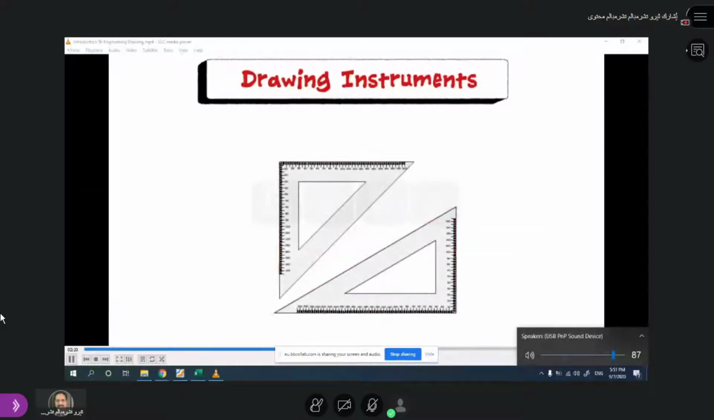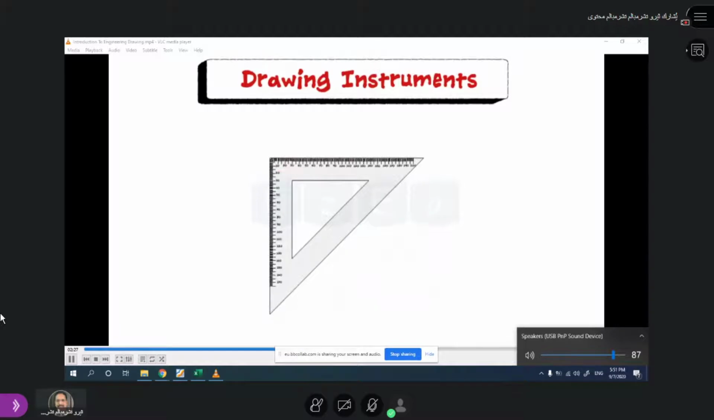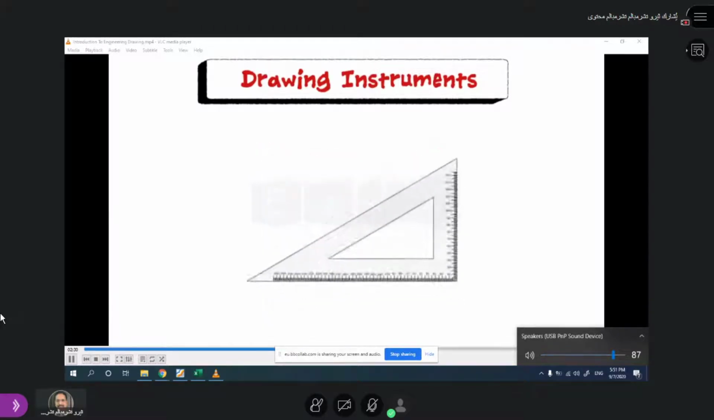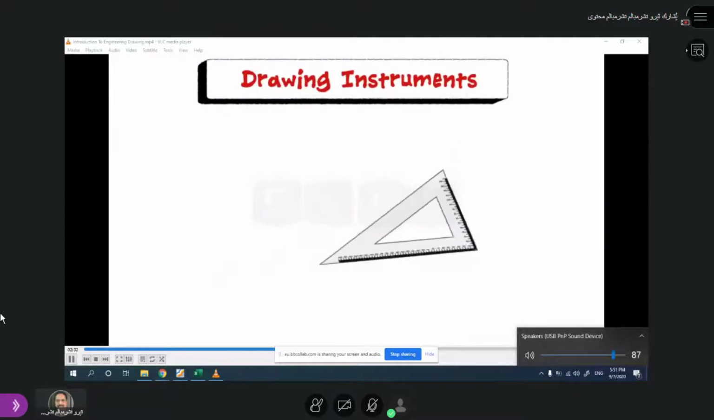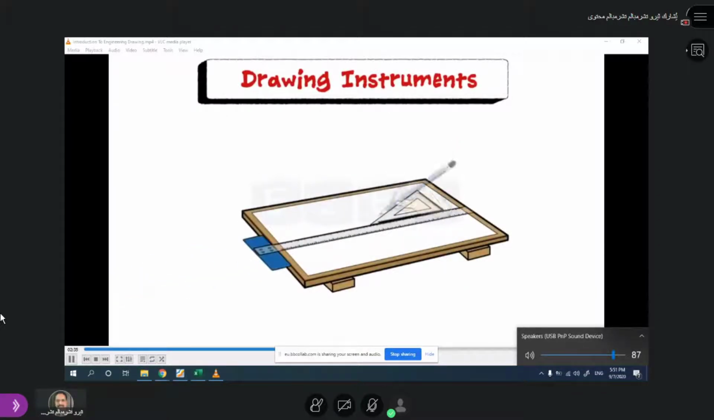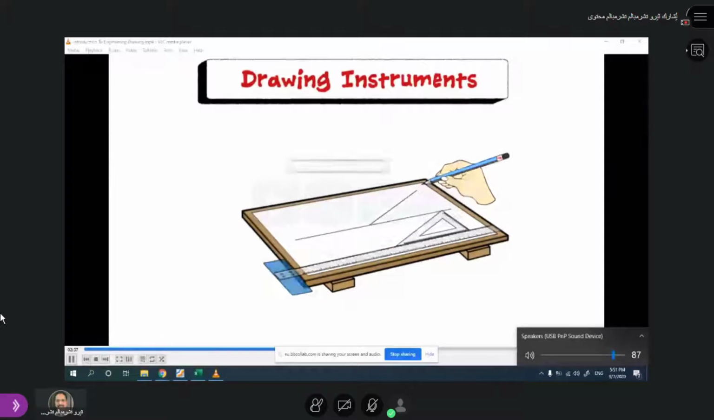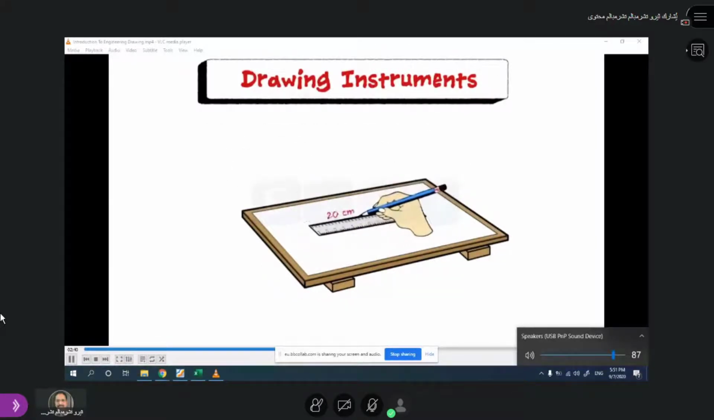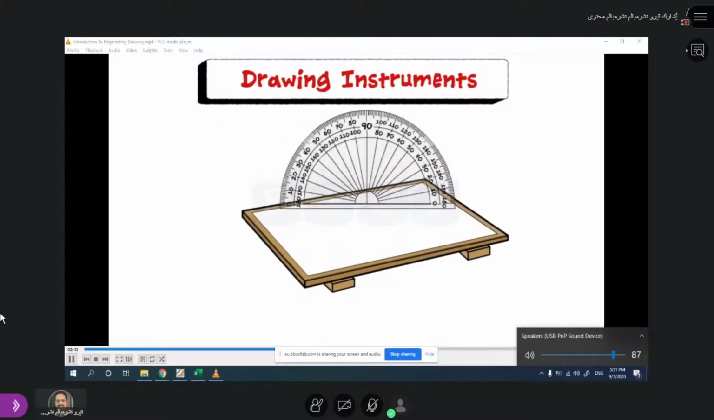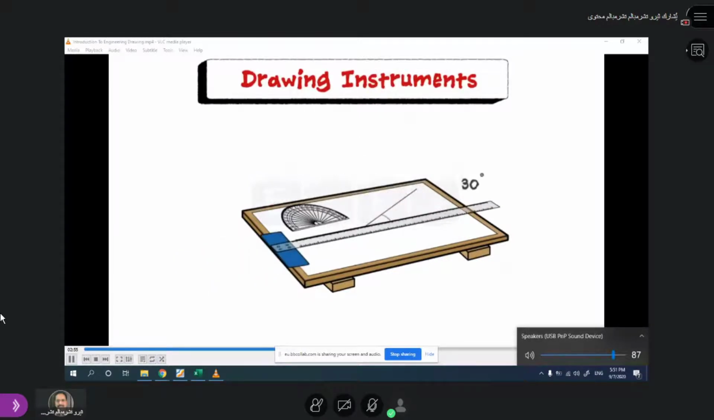Set square is triangular in shape with one of the angles as right angle. Two forms of the set square are generally used, one having angles 45, 45 and 90 degree and the other is 30, 60, 90. Set square in combination with T-square is used to draw lines at an angle. A scale is used to draw lines of specific length. Protractor is flat and semicircular in shape. Its circumferential edge is graduated to 1-degree divisions and is numbered at every 10-degree interval and is readable from both the ends. The protractor is used to draw or measure angles.